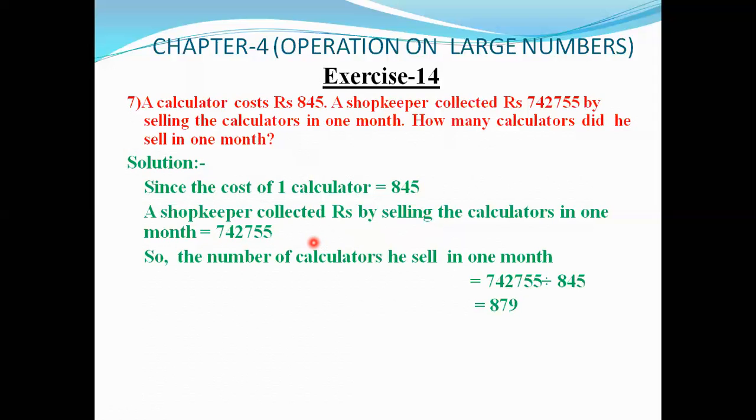How can we find the number of calculators? First, we write the cost of one calculator. Since the cost of one calculator is 845, here we write 845. The shopkeeper collected 7,42,755 rupees by selling the calculators in 1 month. When we divide the total money by the cost of one calculator, we get 879. This is the number of calculators he sold in 1 month. Now, students, in this way we can solve question number 7.